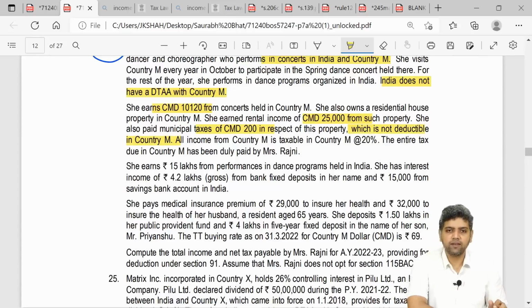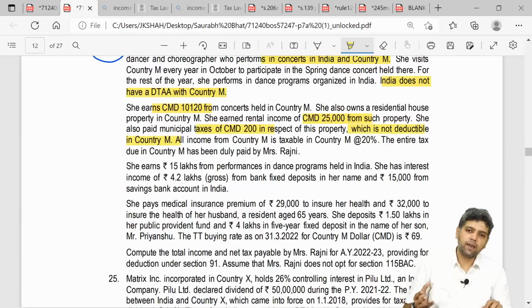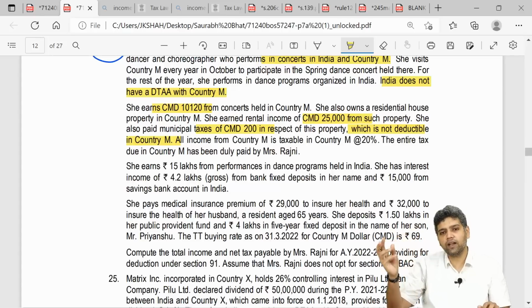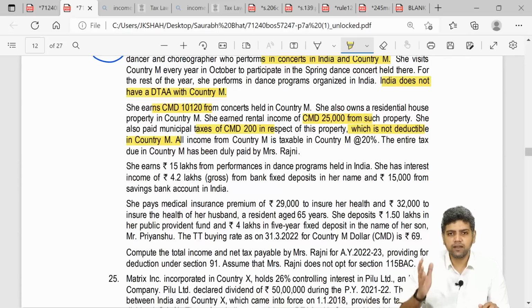This also we have addressed, that we are computing the tax liability in India. Whether municipal taxes or brought forward business loss set off is allowed in that foreign country is irrelevant. That is given just to confuse us. In India, is it deductible, municipal taxes? Yes, provided they are actually paid.